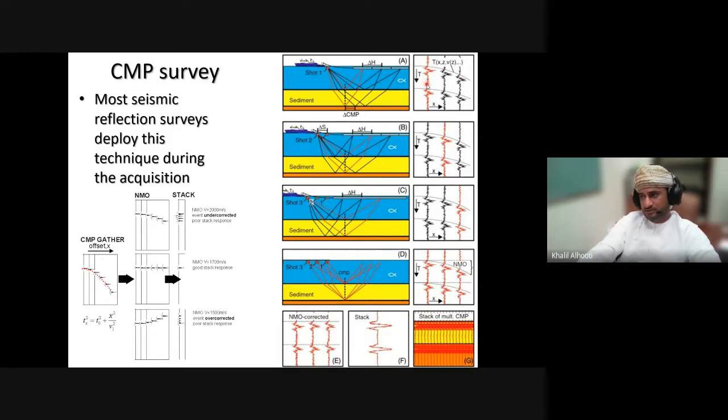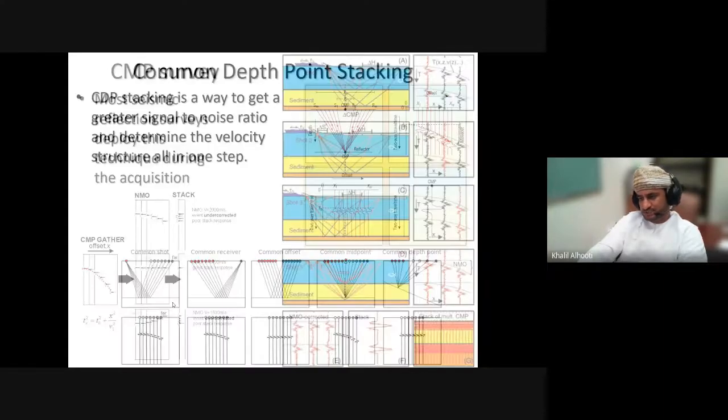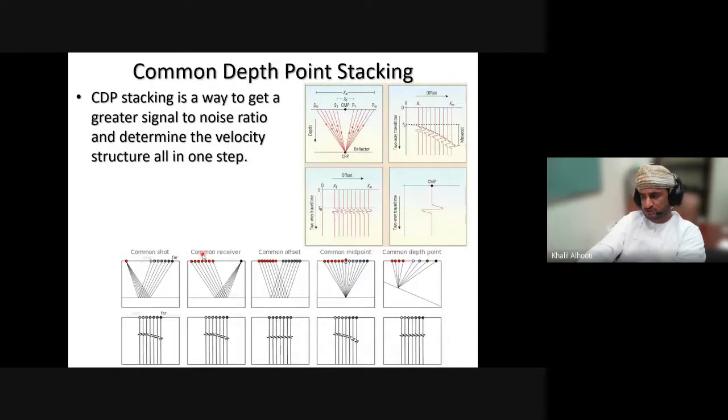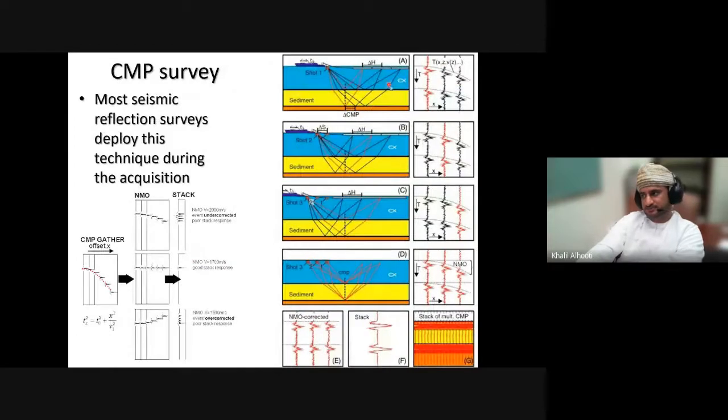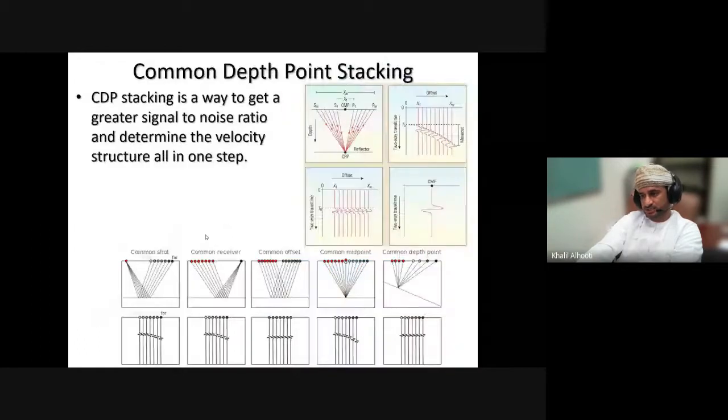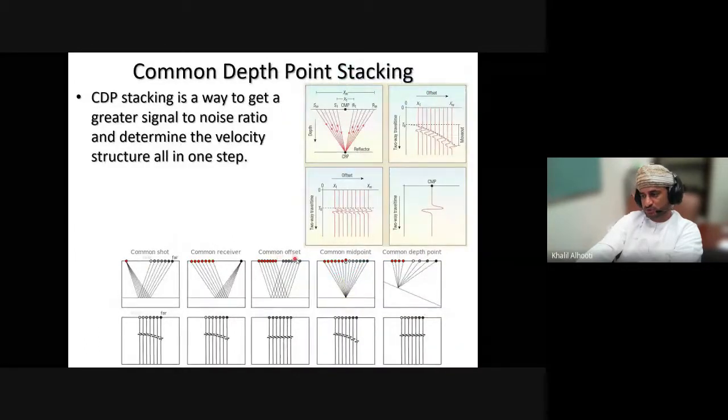This gather, what kind of gather do you think this is? The one you see here. Is it common shot, common receiver, common offset? What kind of gather is this? I'm waiting for an answer. What do you think? Gather type, what we see here. It's a gather. What kind of gather is that? Any volunteers who can answer? Let's go back. Is it common shot, common receiver, common offset?